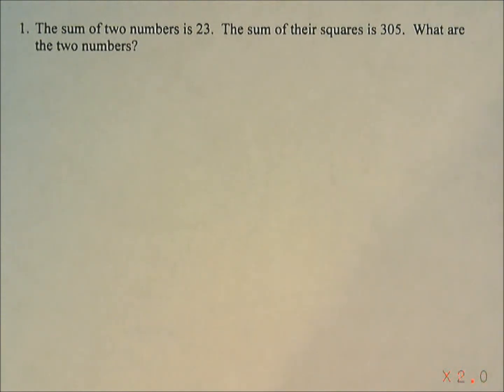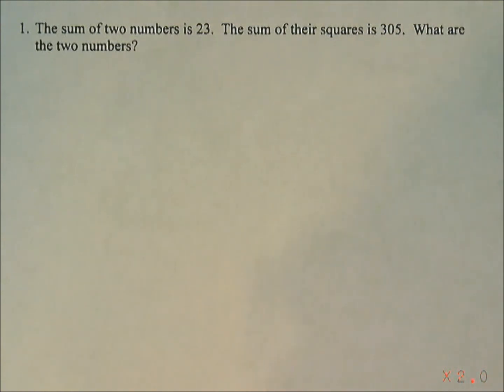We're going to try the following quadratic word problem. It says the sum of two numbers is 23. The sum of their squares is 305. What are the two numbers? So in this question, I don't have a lot to go on.